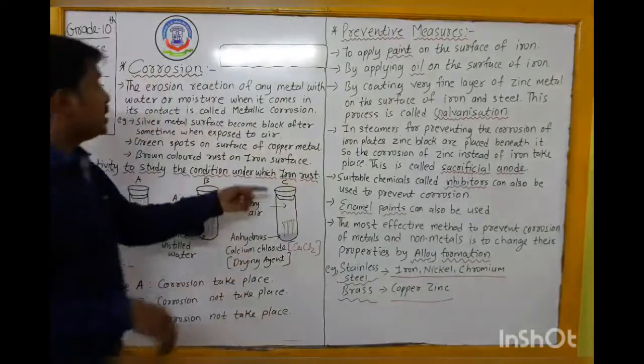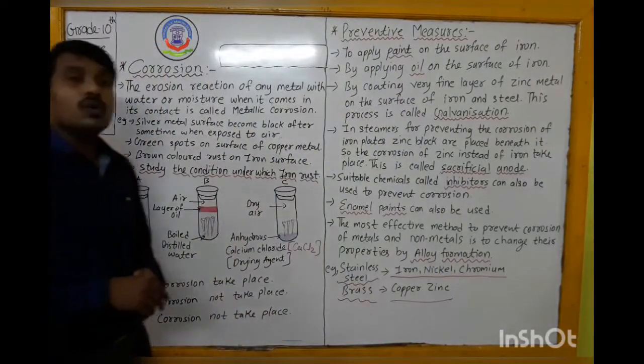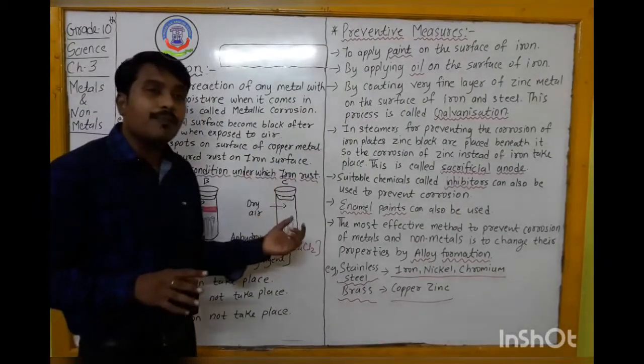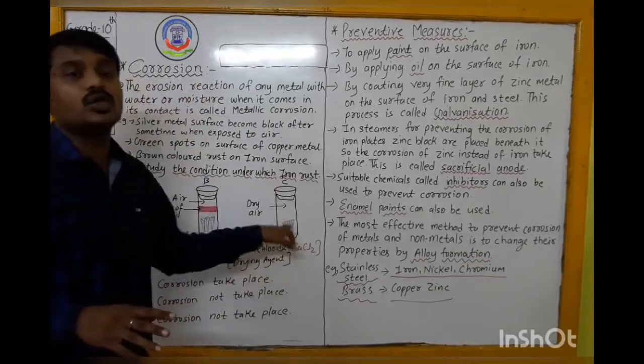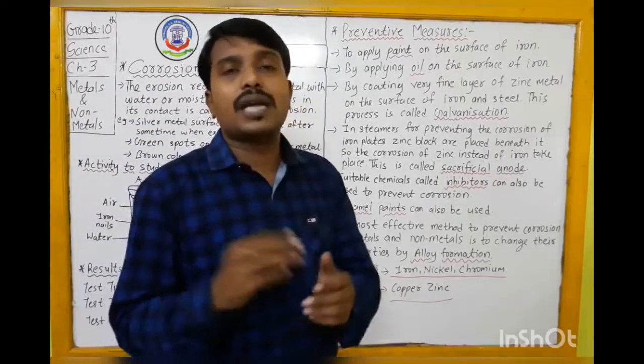Now in test tube number C, you don't have to add any water. Okay, you will use a chemical compound, that is calcium chloride. In test tube number C, you have to add calcium chloride as a chemical compound.